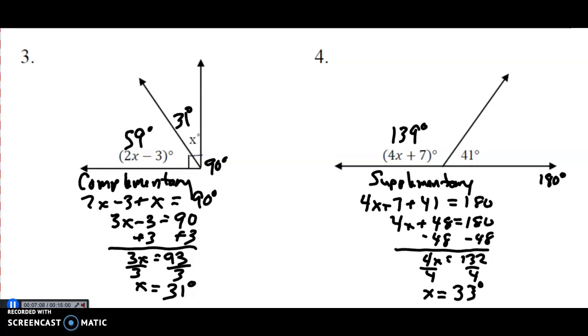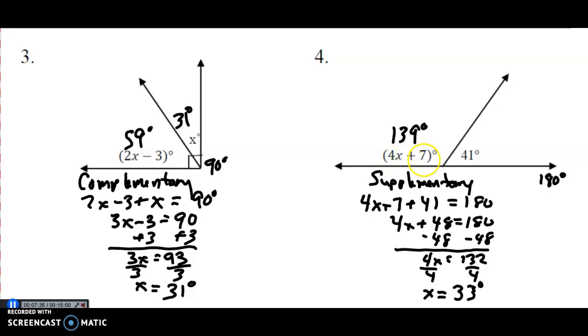For number 3, it was a right angle that was formed by the two angles together. So that makes them complementary. When you solve the equation, it should equal 90 degrees and x equals 31. You go back and x is 31 and 2x minus 3, or 2 times 31 minus 3, is 59. If I add them together, I get 90 degrees.